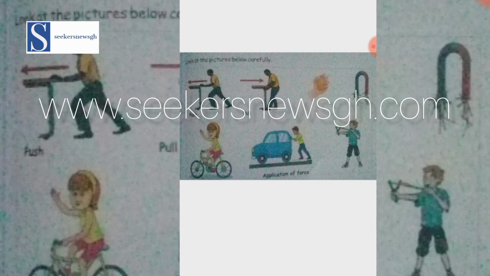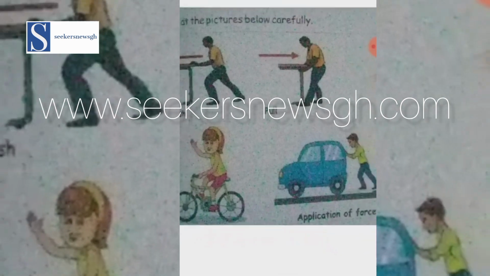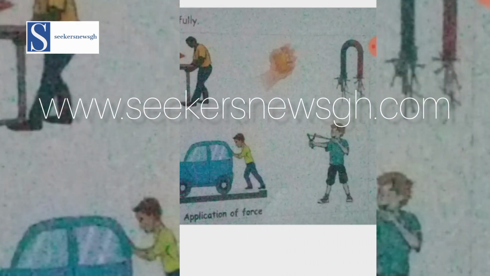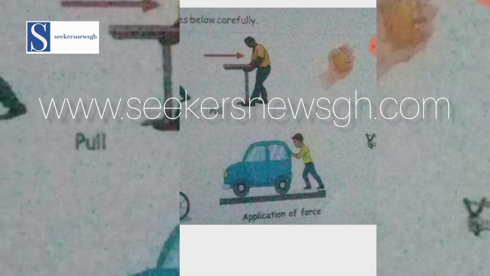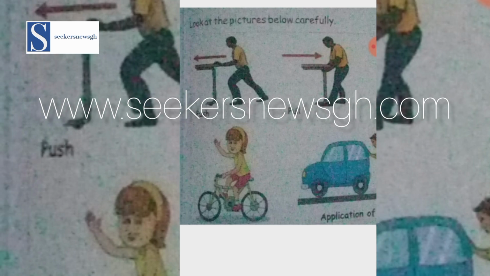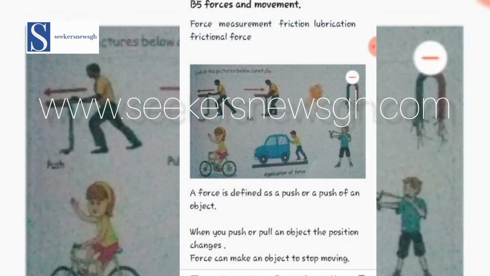In the picture here, you can see a man. It is not too clear, but try to see. You can see a man pushing and pulling. You can see a magnet taking needles. You can see a boy throwing catapults. You can see somebody squeezing, somebody pushing a car, and somebody riding a bicycle. These are all forces that are being applied here.